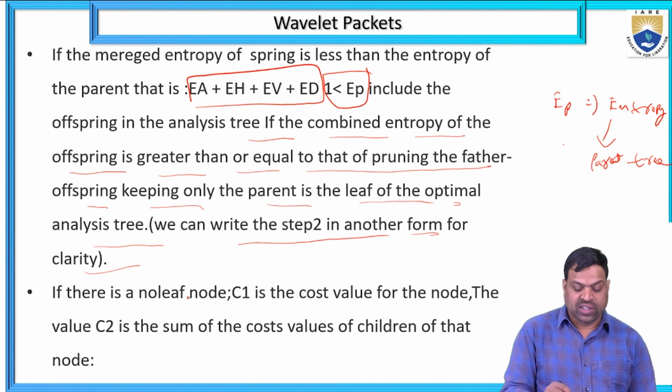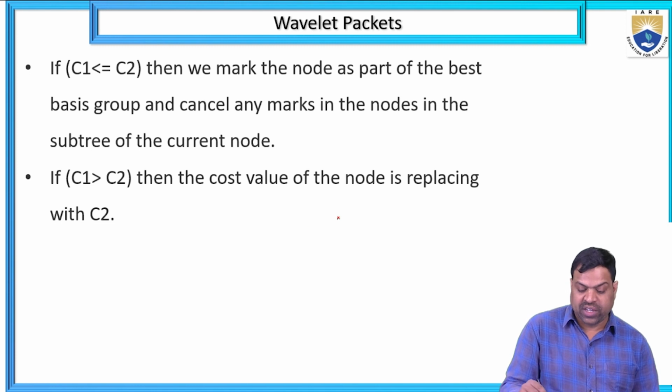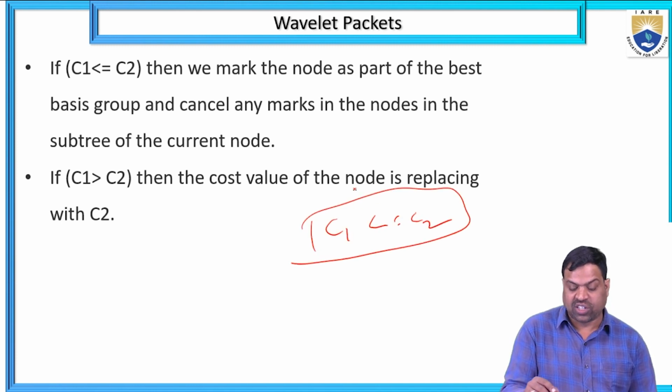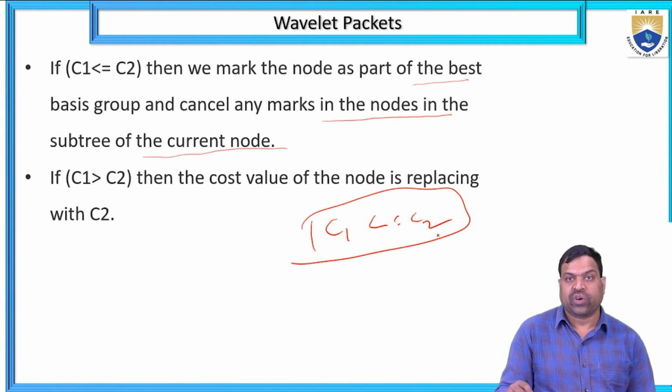Okay, and if there is no leaf, meaning there are no nodes, that is a no leaf node. C1 is the cost value of the node. The value C2 is the sum of the cost values of the children of that node. So if I'm taking C1 less than or equal to C2, this is the condition when it will be marked as part of the best basis group, and any marks in the nodes of the subtree of the current node are cancelled.